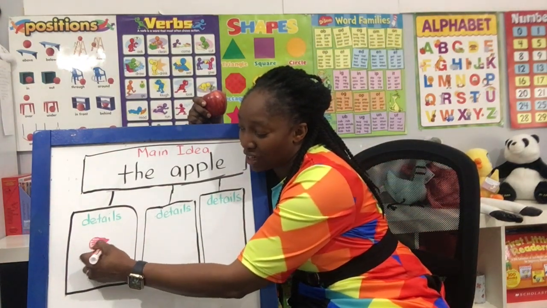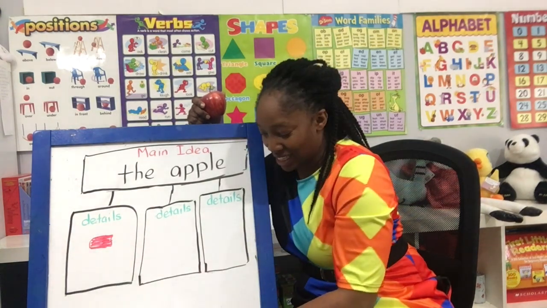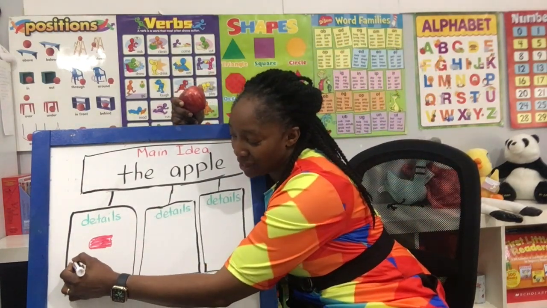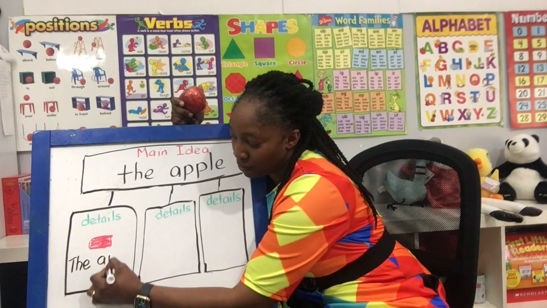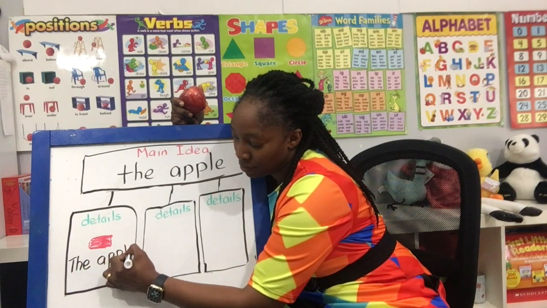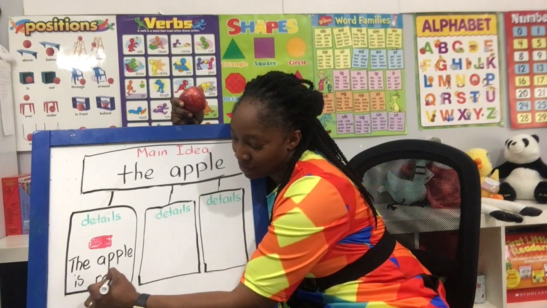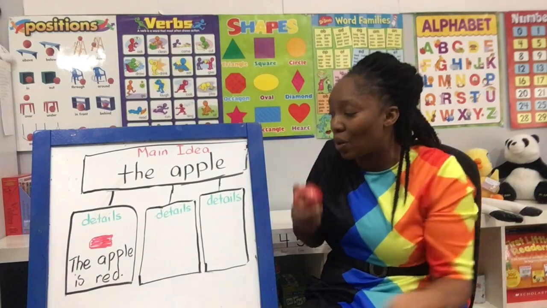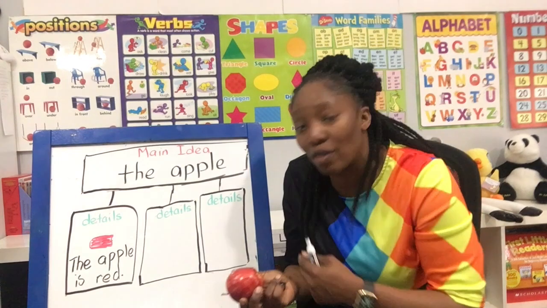So I can just put a red color right here. Or I can even write it in a sentence. I can say the apple is red. I could use just a picture to show what my detail was, or I could even have a sentence. A sentence helps me so I can go back and read it.